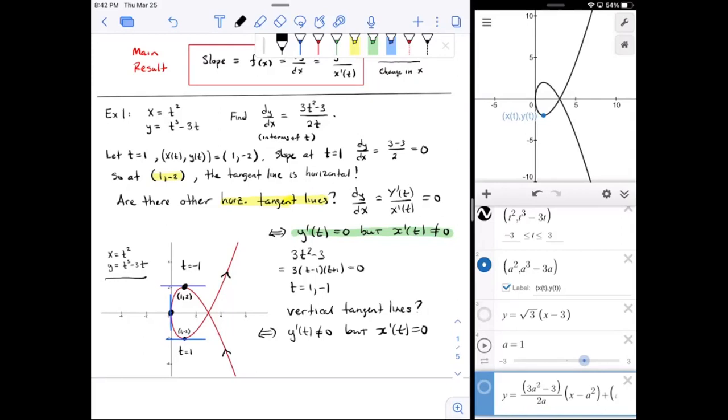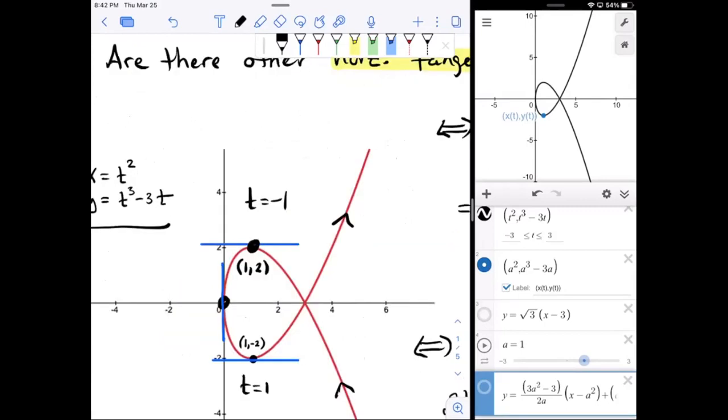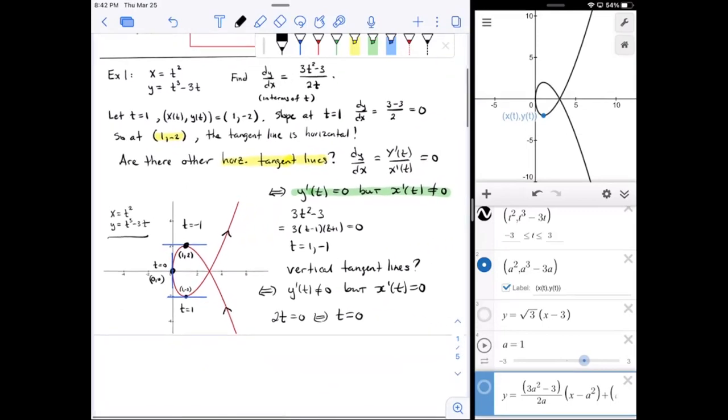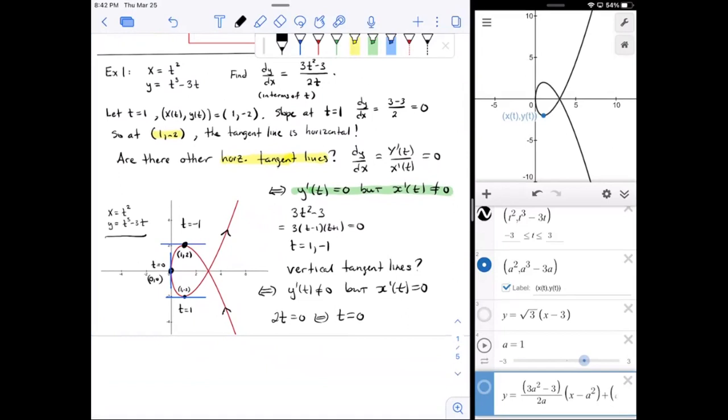In our particular example, x prime of t is 2t. So 2t is 0 if and only if t is 0. You can check in the equations that this puts you at the origin. So when t is 0, we're at the point 0, 0. We've got a vertical tangent line there because our slope is undefined, and there are no other vertical tangent lines.